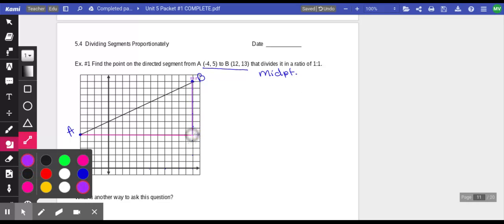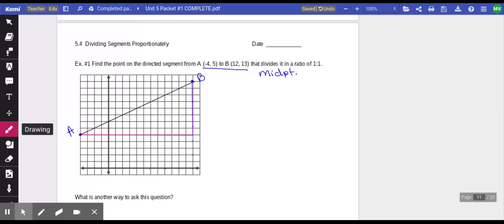And I want to break this in a ratio of 1 to 1. So going over the horizontal, I see that the horizontal distance from A to B is 1, 2, 3, 4, 5, 6, 7, 8, 9, 10, 12, 13, 14, 15, 16 long. Therefore, halfway, so that it's 1 to 1, would be 8. So this would be the halfway point.